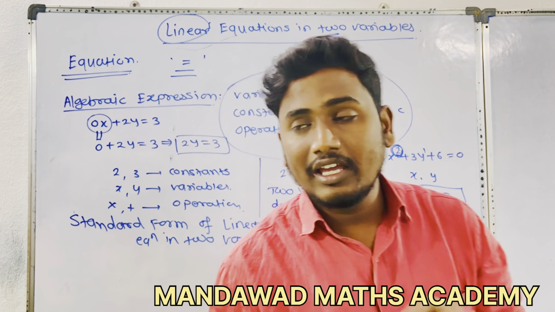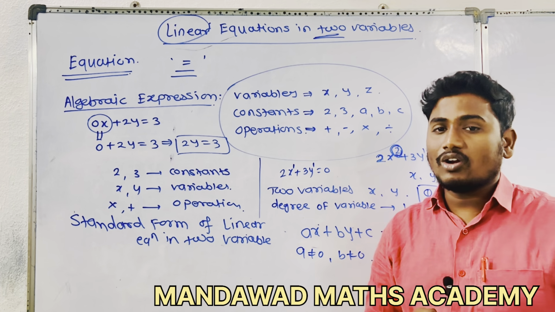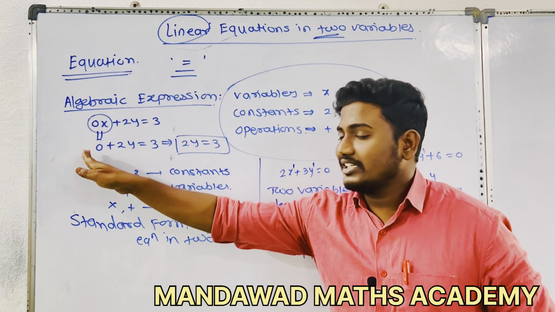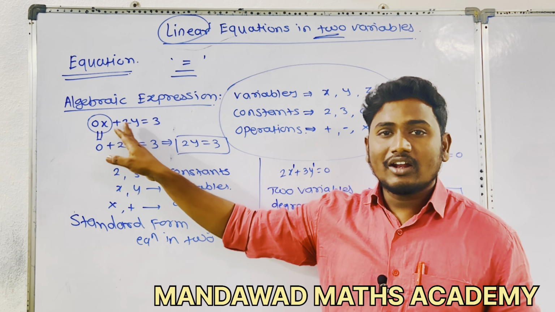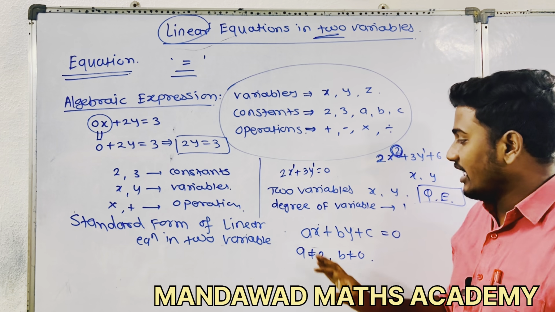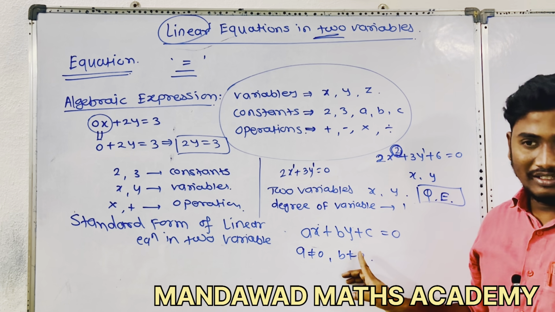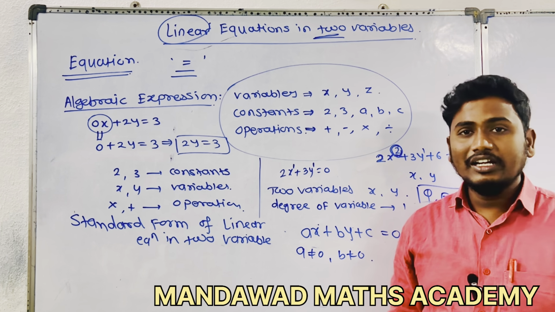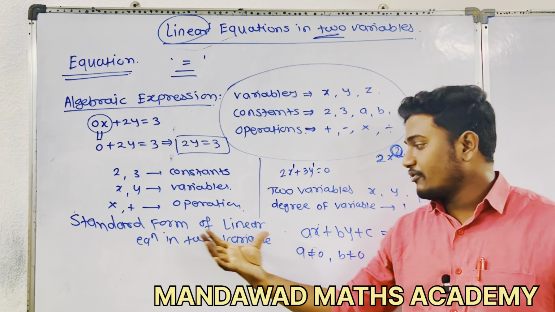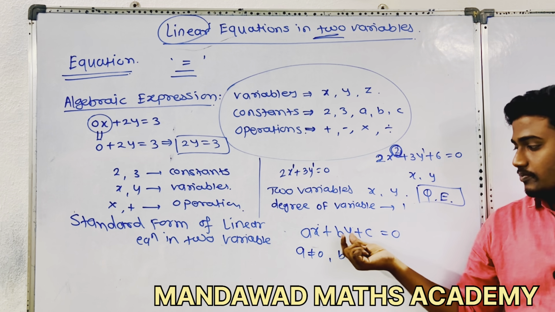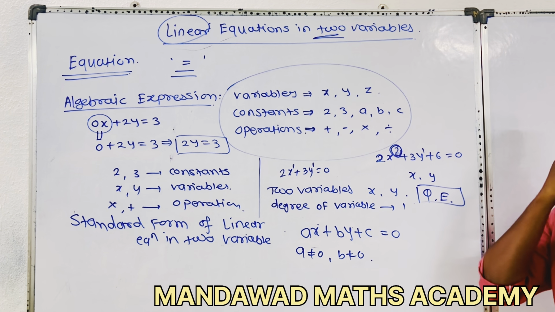So we need to check if the given equation is linear or not. The coefficient of x and the coefficient of y are not equal to 0, and the highest power of the variable is 1. So this is a very important condition. So you can remember the standard form of the linear equation, ax plus by plus c equal to 0. Okay.